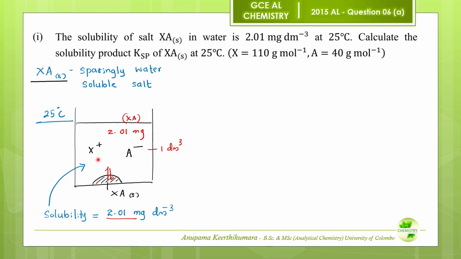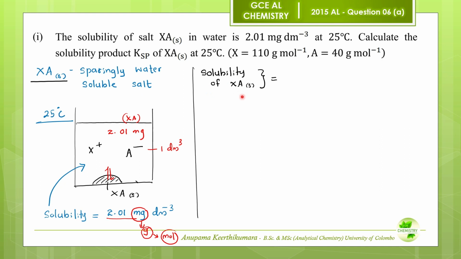Solubilities of these two ions are required to calculate the solubility product of the salt XA. To do that, we need to convert this given solubility into moles per cubic decimeter. There's an easy way to convert this unit. First, this milligram can be converted to grams per cubic decimeter. Then, grams can be converted to moles per cubic decimeter. Now we will do the calculation.